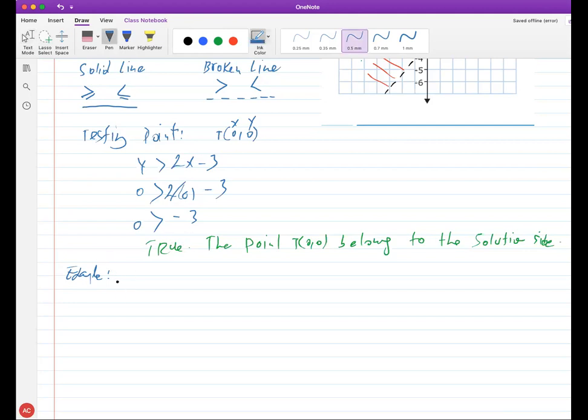So example, now solve by graphing. Solve the inequality.